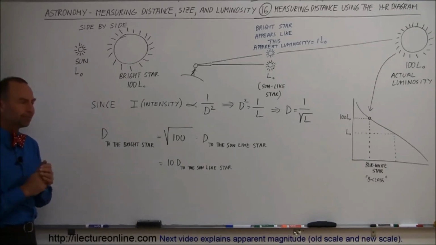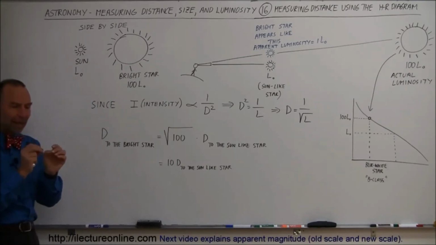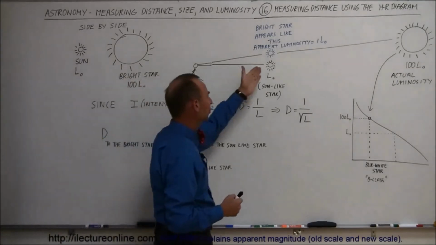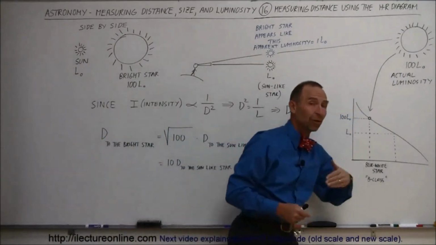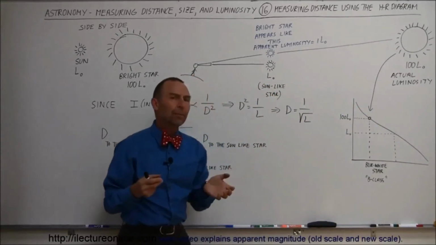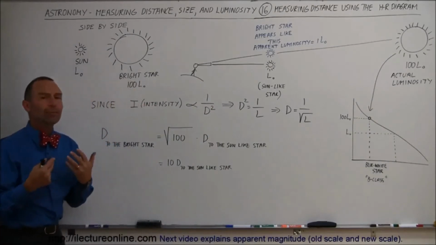There's only one problem. I still need to somehow establish the base distance for any star. For example, how far was the sun-like star? I now realize this is 10 times as far away, but how far is it to this star? In order to do that, we came up with a brightness scheme called magnitudes.